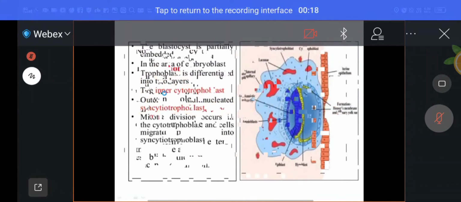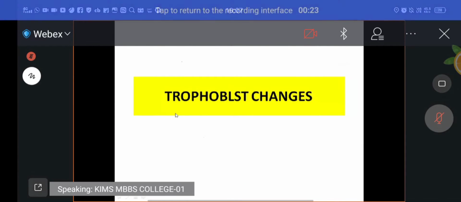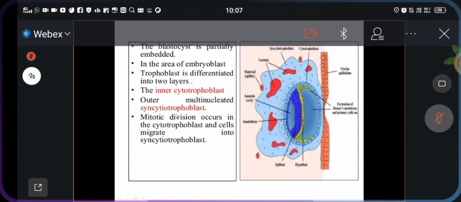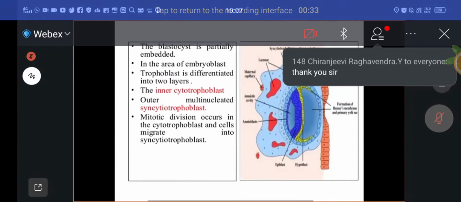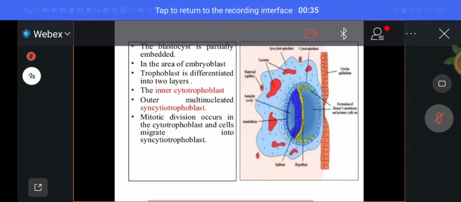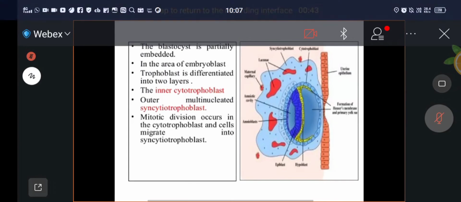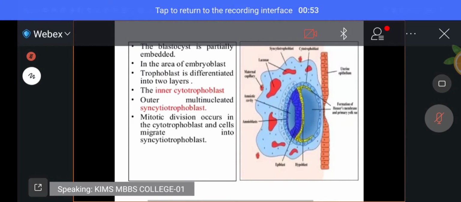So, this is about trophoblastic changes. On the 5th or 6th day of development, this glycoprotein coat, which is called the zona pellucida, will be eroded. And this developing embryo or zygote is ready for implantation. And already we have seen the process of implantation.